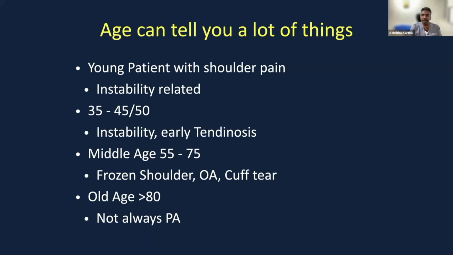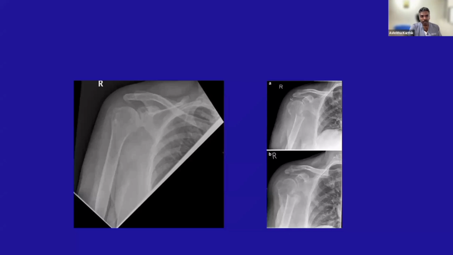Now, 35 to 50, it could be instability, but it is actually early tendinosis, or it could be frozen shoulder. More than 40, 45, you get frozen shoulder very often. Middle-aged patients can have frozen shoulder, osteoarthritis. So any patient older than 80, don't think about frozen shoulder. You should actually rule out everything else before you confirm that it is frozen shoulder.